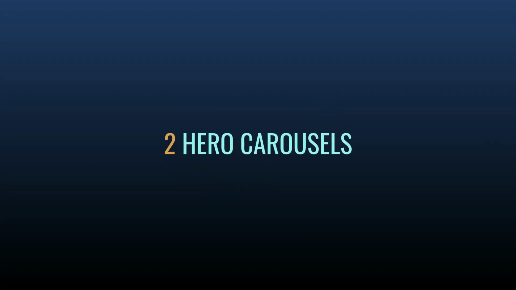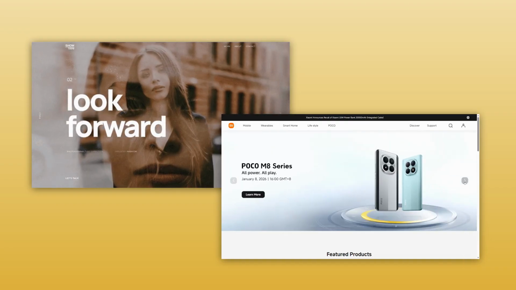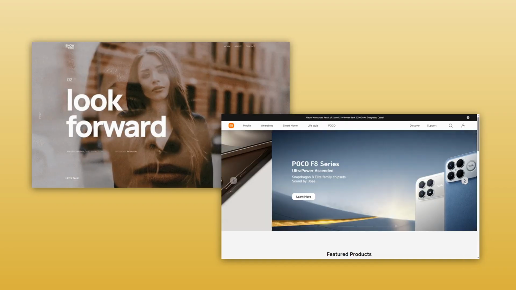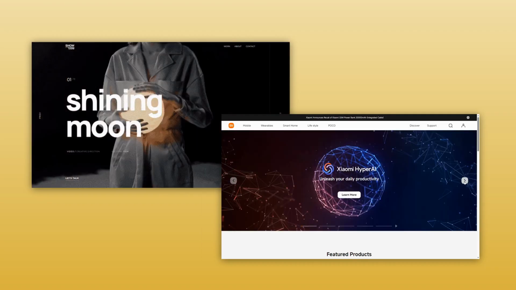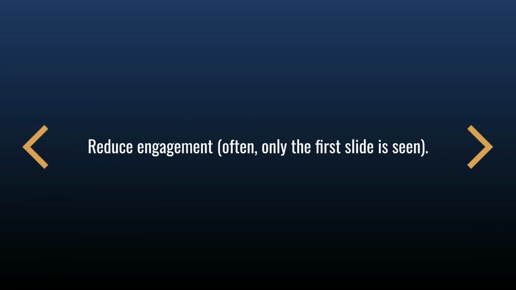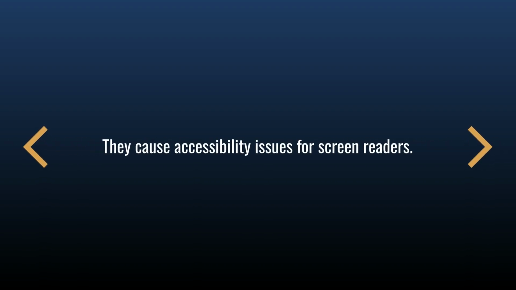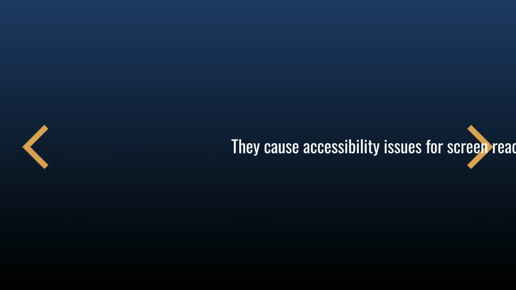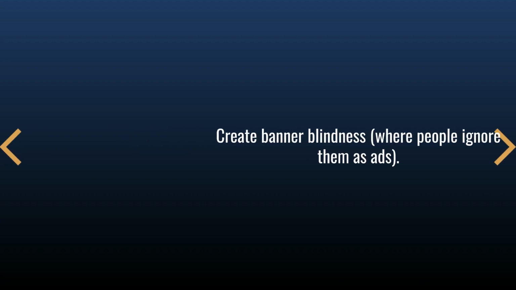Number 2. Hero carousels. A hero carousel is a large, prominent slideshow at the top of a homepage that rotates through multiple full-width images, titles, and calls to action to showcase key content such as promotions, features, or events. You shouldn't use hero carousels because they distract users from your message and reduce engagement. Often only the first slide is seen. They slow down your pages, harming SEO. They cause accessibility issues for screen readers. And they create banner blindness, where people ignore them as ads. Avoid using hero carousels, even if your favorite websites use them.